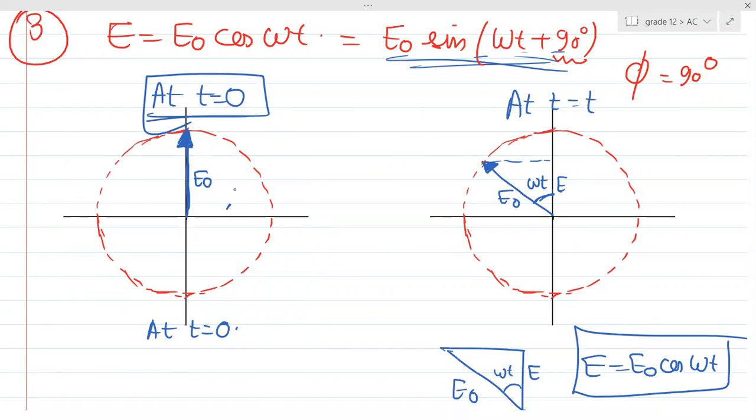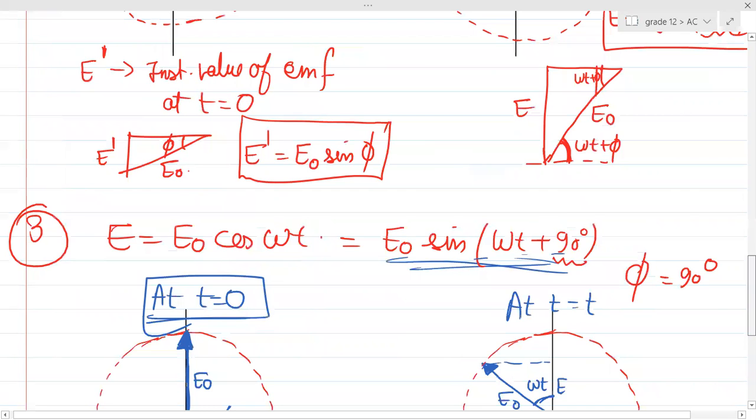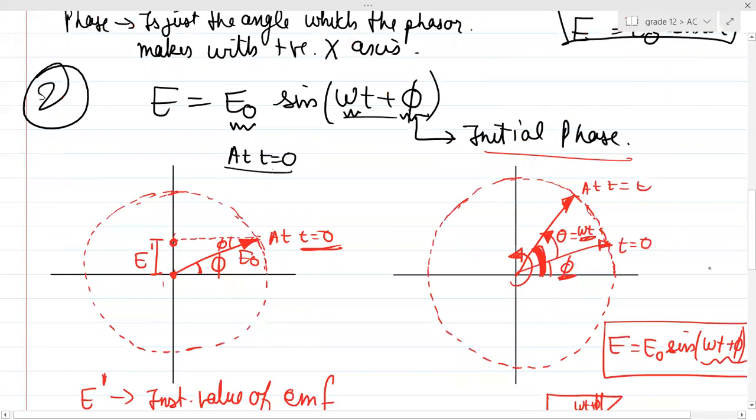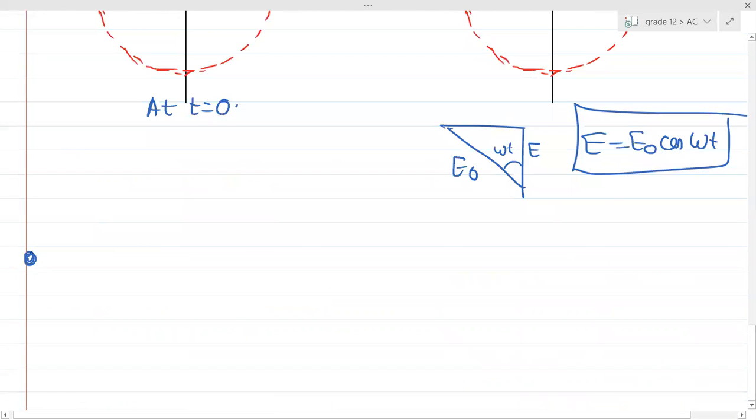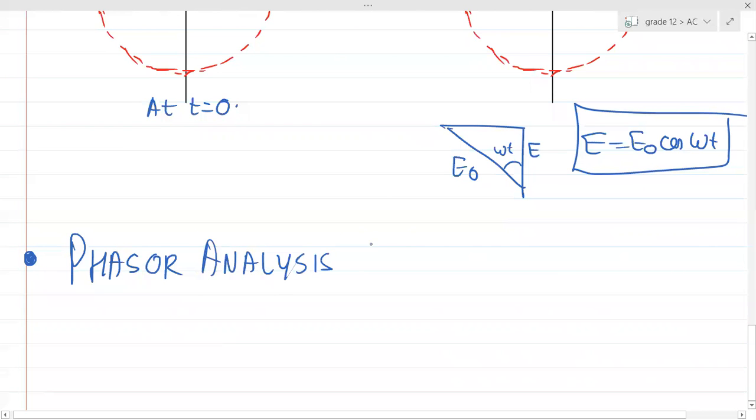Is this clear, guys? Did you understand the phasor a little bit? And this is what we require. Now, if I try to analyze this thing, please write the next heading: phasor analysis of various circuit elements.